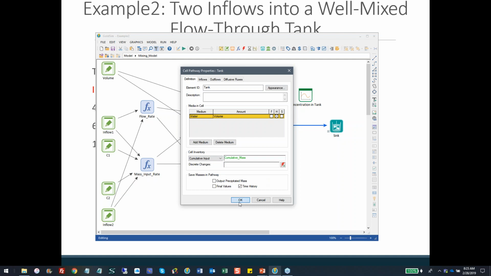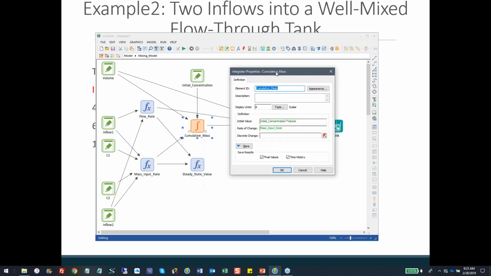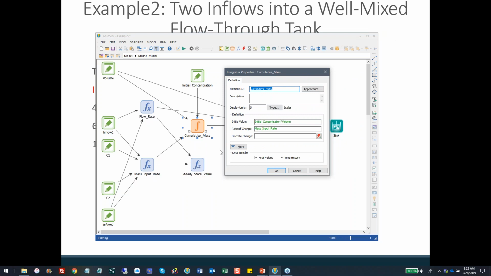So what does that mean? What it means is, look, I've got two things going on in this tank. I have a mass rate coming in, and I also have an initial amount of mass. And so in order to simulate this in GoldSim, I actually use an integrator element. And I say, look, this is the cumulative amount of mass that has entered the pathway. It has an initial value of the initial concentration of 20 times the volume in the tank. That's how much mass was in the tank at the beginning of the simulation, 200 grams.